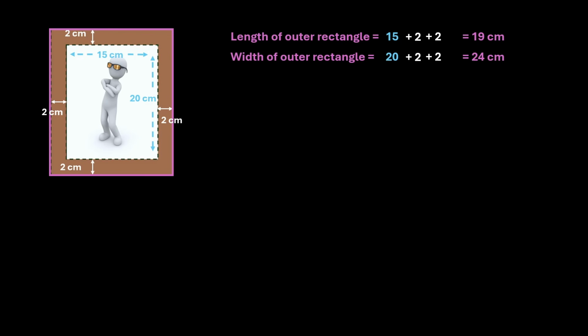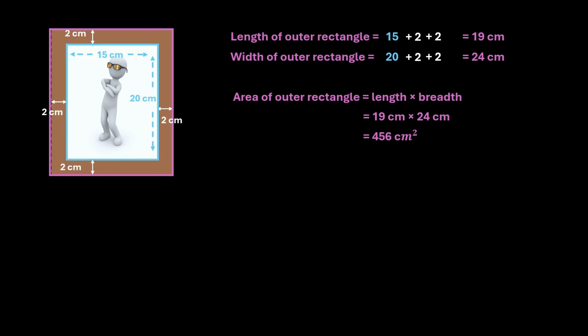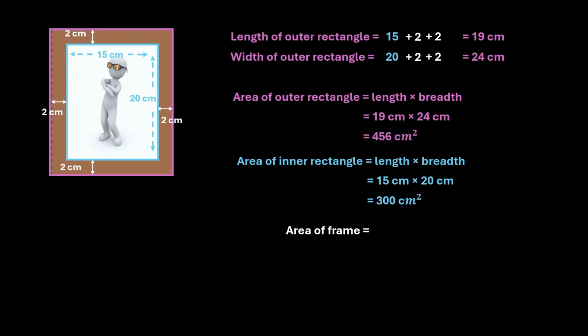Now, let us calculate the area of outer rectangle, which is 19 into 24 centimeter, that is 456 centimeter square. Next, let us calculate the area of the inner rectangle, the blue one. Area of inner rectangle is 15 centimeters into 20 centimeters, which is 300 centimeters square. And thus, the area of the frame would be 456 minus 300, that is 156 centimeters square.